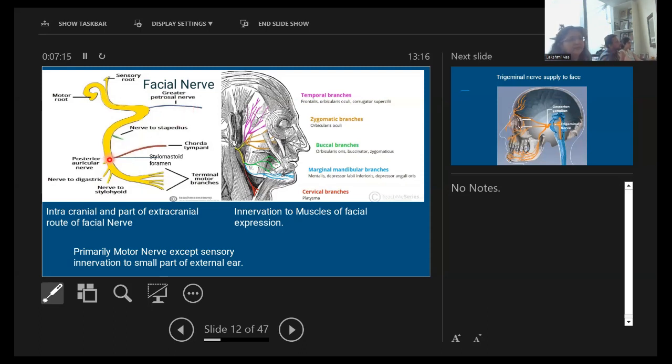When it comes out of the cranial portion, it comes out through the stylomastoid foramen and gives the motor branches. The posterior branches are the posterior auricular nerve, then the nerve to the digastric, then to the stylohyoid. Then it passes through the parotid gland and gives the extracranial muscle branches: temporal, zygomatic, buccal, marginal mandibular, and cervical. So this is the brief of the facial nerve. Primarily, it is a motor nerve except for sensory innervation to a small part of the ear.